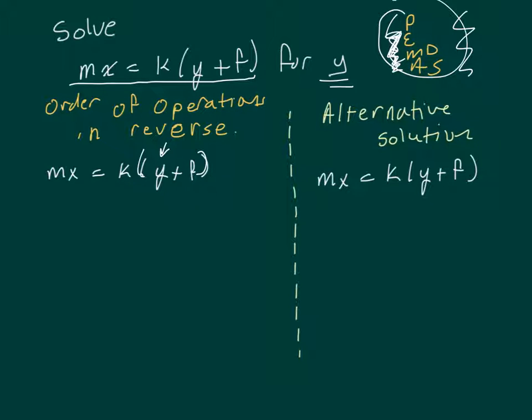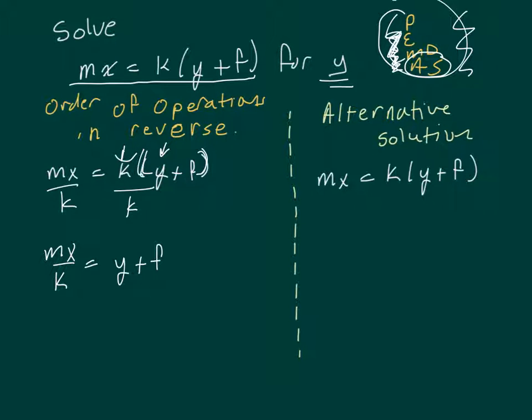So I'll look and I'll say, outside of the parentheses, is there anything to add or subtract? And like last time, there's nothing to add or subtract outside the parentheses. And the next thing I'll say, is there anything to multiply or divide outside the parentheses? And that k right here is multiplying, so I'm going to undo that by dividing. I'm going to have mx over k. And now that that k is gone, there's no need for those parentheses, so I don't need to write them. And I just have left y plus f.